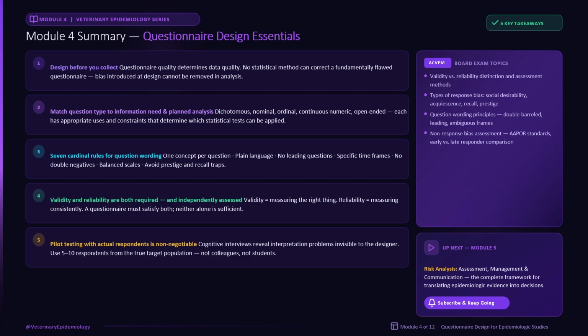For the ACVPM exam specifically, make sure you can do 4 things. Identify a specific wording flaw from a question stem, distinguish the validity types, face, content, construct, criterion, and how each is assessed. Select kappa versus ICC based on data type, and explain the mechanism of recall bias and how it differs from non-differential misclassification. These come up.